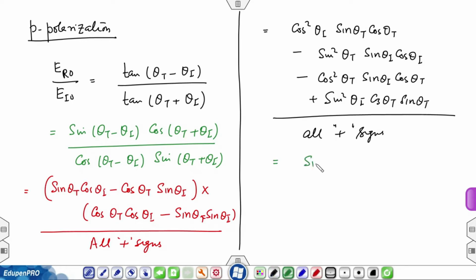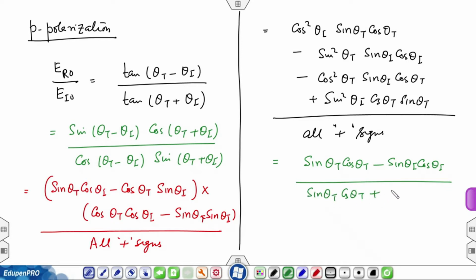So, this is actually nothing but sine theta t cosine theta t minus sine theta I cosine theta I divided by sine theta t cosine theta t plus sine theta I cosine theta I. I am going through this exercise so that you see how things are evolving. Last time we went from what I have written now to the expression I wrote at the top of this slide, and I write that expression because that is very easy to remember.